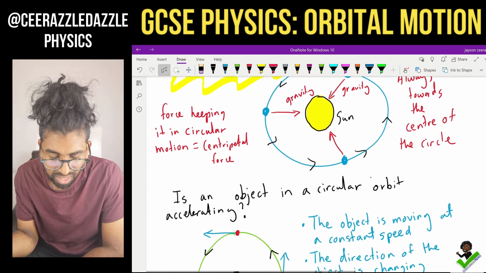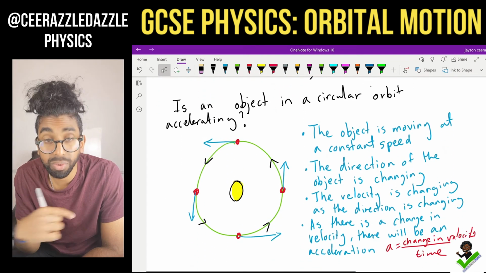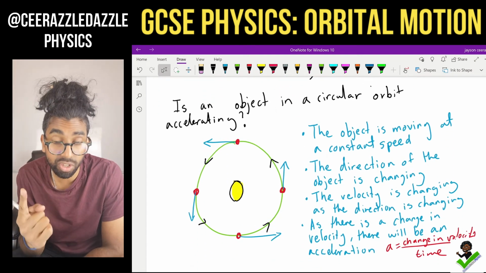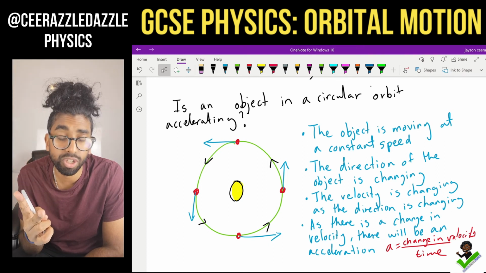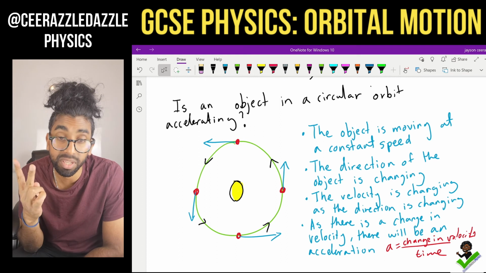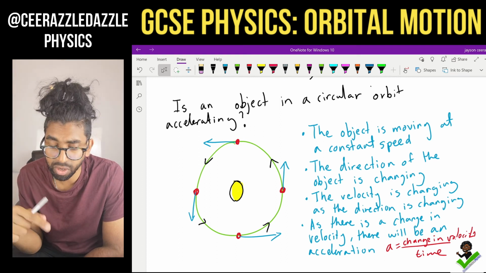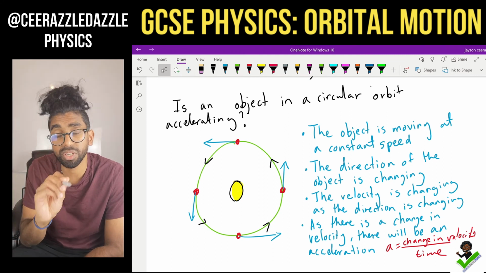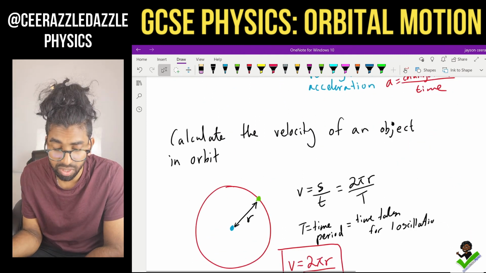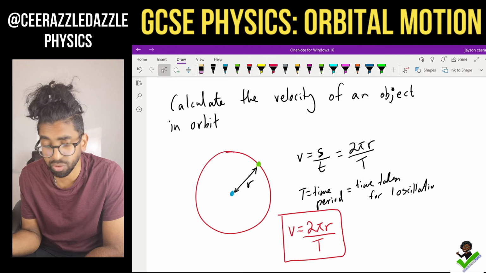Next, is an object in a circular orbit accelerating? Well, we know that the direction is changing, therefore there is a change in velocity, and change in velocity with respect to time means it will be accelerating. So there we go. Although the object is moving at a constant speed, it will be accelerating because the velocity is changing.